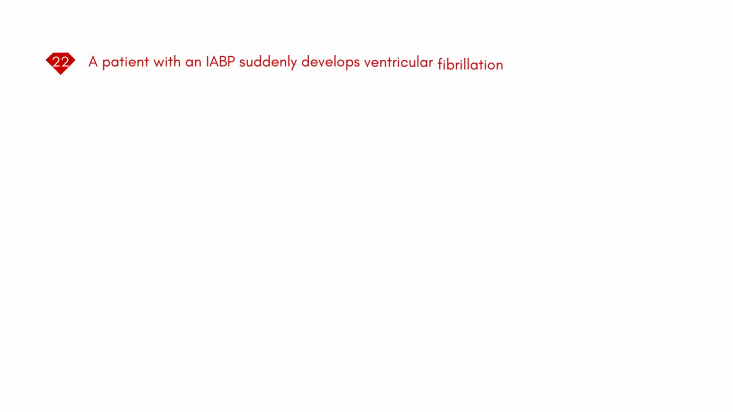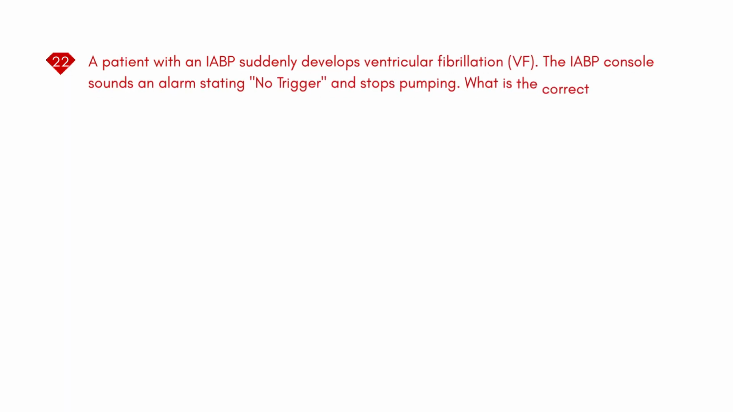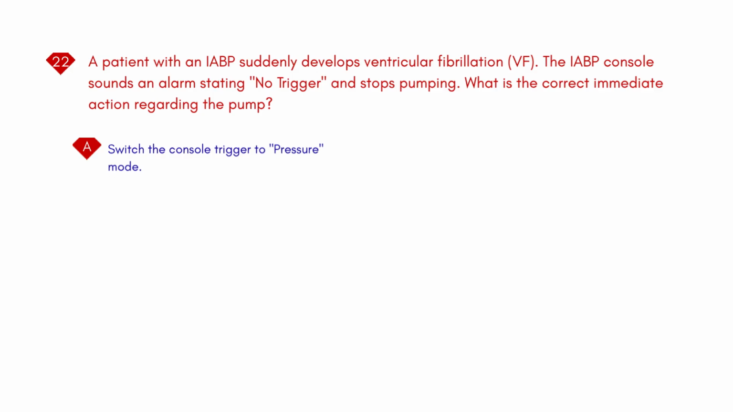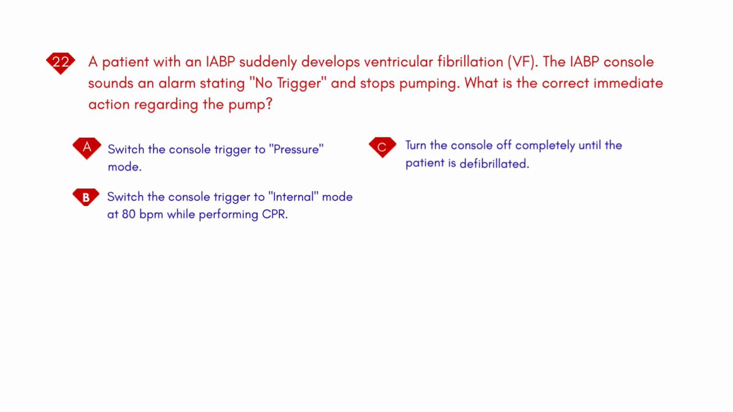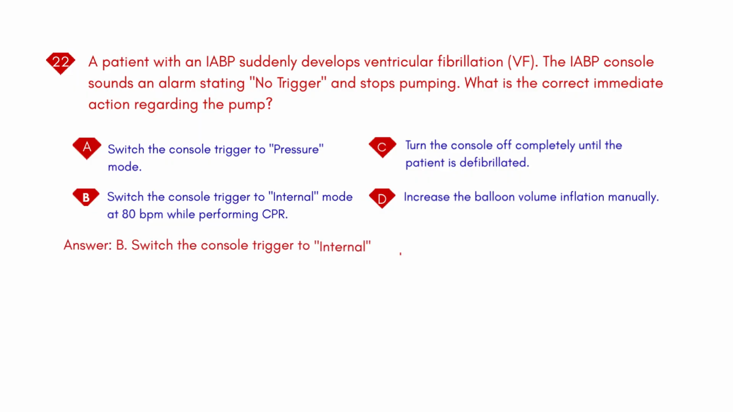A patient with an IABP suddenly develops ventricular fibrillation, VF. The IABP console sounds an alarm stating no trigger and stops pumping. What is the correct immediate action regarding the pump? A. Switch the console trigger to pressure mode. B. Switch the console trigger to internal mode at 80 BPM while performing CPR. C. Turn the console off completely until the patient is defibrillated. D. Increase the balloon volume inflation manually. Answer: B. Switch the console trigger to internal mode at 80 BPM while performing CPR.